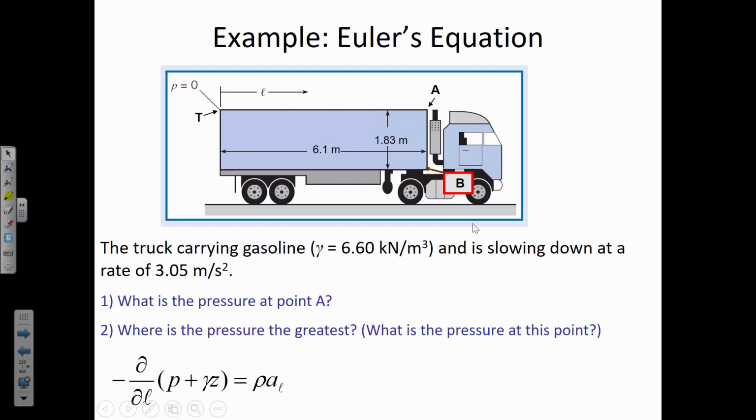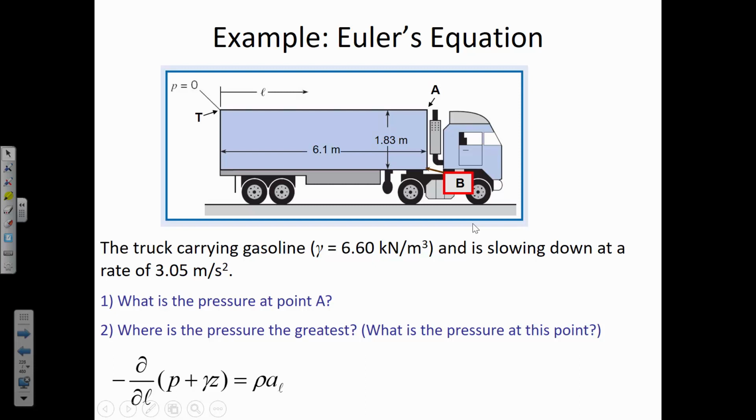What I'd suggest you do, just to get a feel for how Euler's equation already takes into account the hydrostatic equation, is apply Euler's equation between T and B. And now the trick there, which sometimes people get hung up on, is picking out what is location 1 and what is location 2. So this truck, remember, is accelerating in the x direction. So between T and B, what's location 2 and what's location 1? 2 is B and 1 is T.